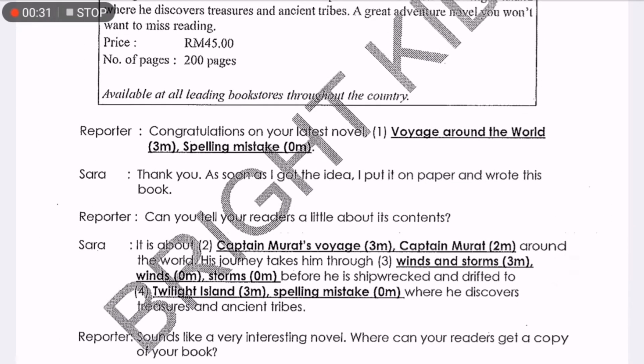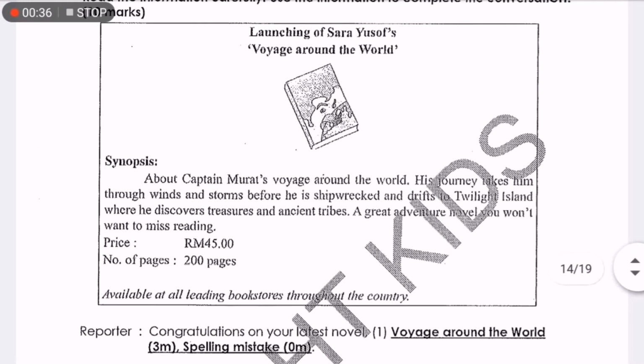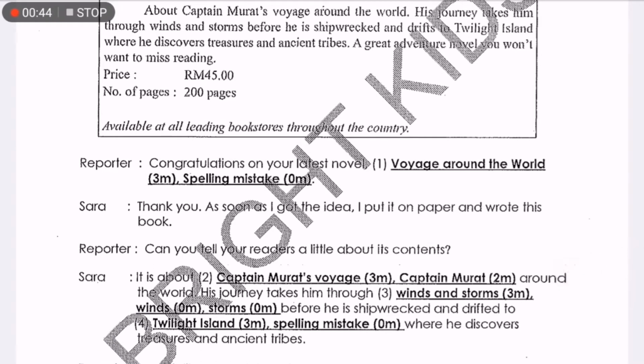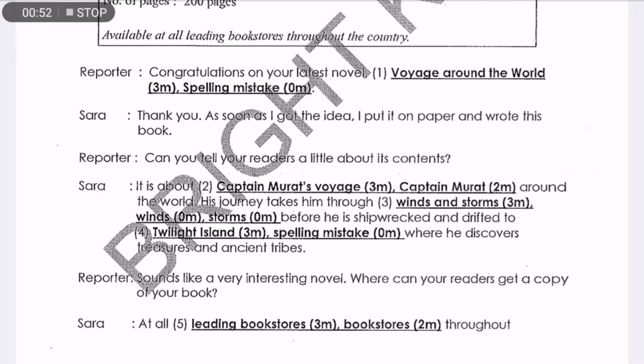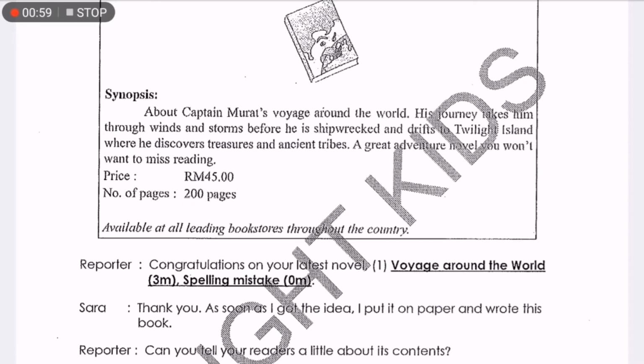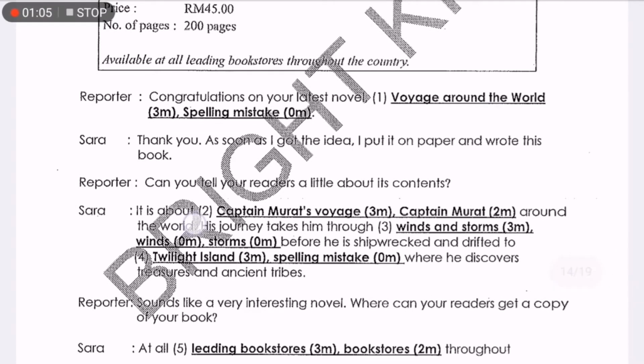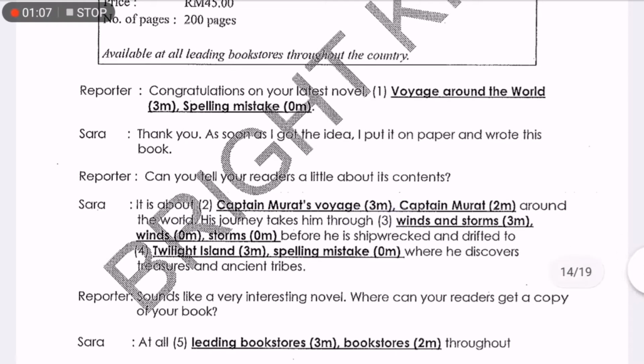Reporter: Congratulations on your latest novel. What is the name of the novel? Let's take a look. Voyage Around the World. So the answer is Voyage Around the World. Sarah said thank you. As soon as I got the idea, I put it on paper and wrote this book. The reporter said, can you tell your readers a little about its contents? Sarah said it is about, now see the keyword here, about. Let's find here, about Captain Murad's voyage around the world. So that's the answer. It is about Captain Murad's voyage around the world.